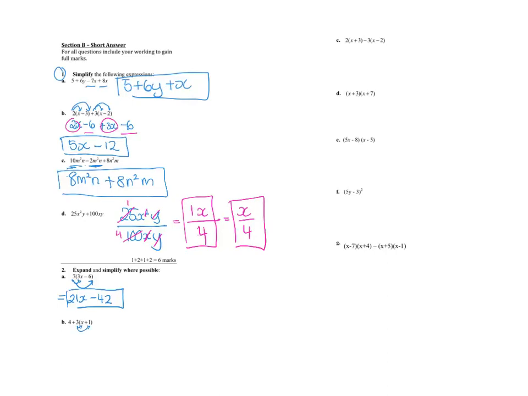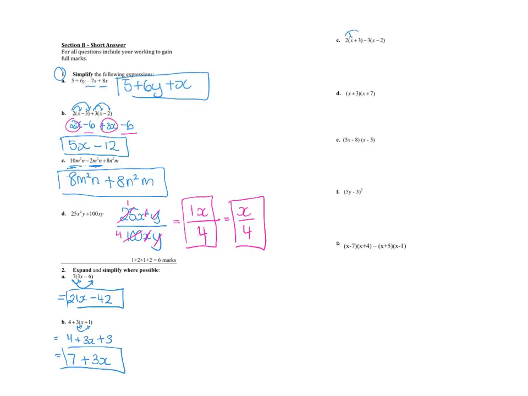So let's expand it out first, because we do BODMAS, we do brackets first. So we have 4 plus 3x plus 3, because 3 times 1. Now the 4 and the 3 are like terms, so we add them, so we get 7 plus 3x. There's the answer. So with these ones, we're going to keep on doing the same.